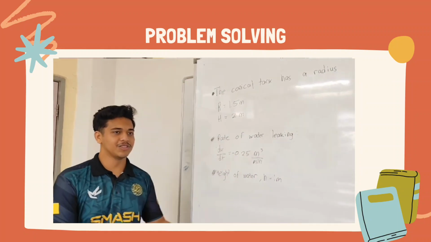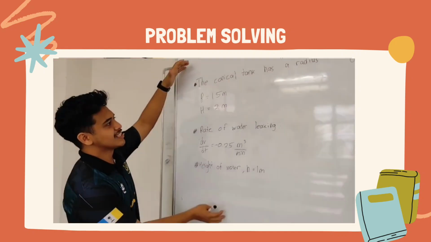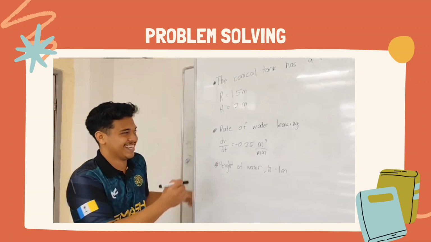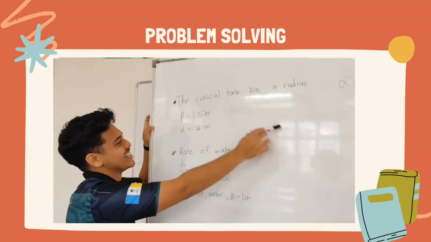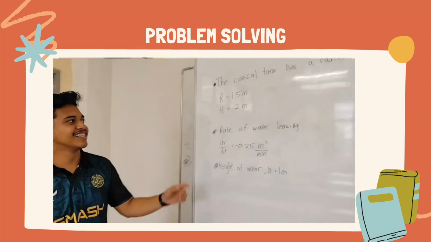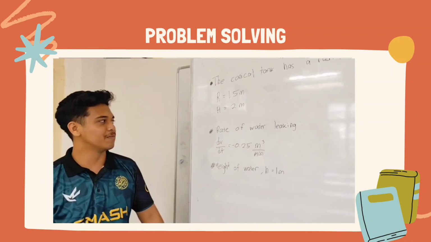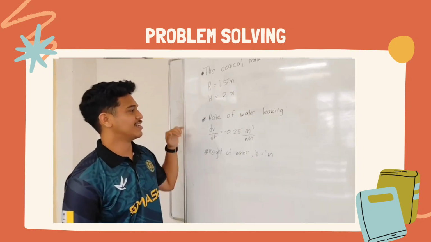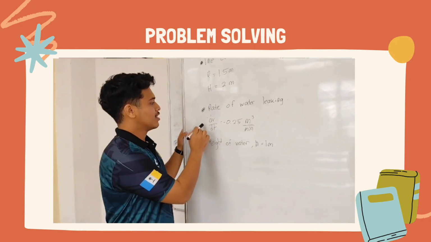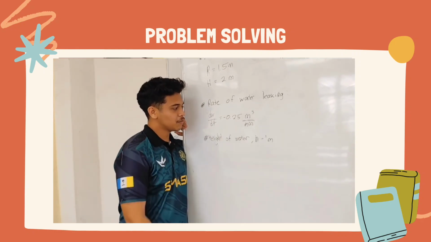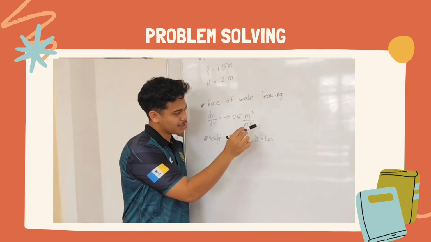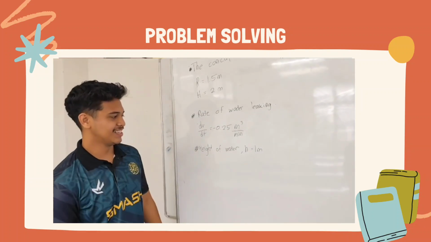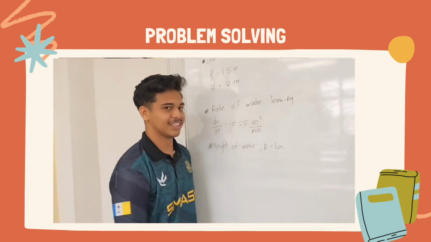Today I will explain our solution. So this is what we get from the question. The conical tank has a radius of 1.5 meters and a height of 2 meters. The rate of water leaking, dV over dt, equals negative 0.25 cubic meters per minute. The height of the water is 1 meter.